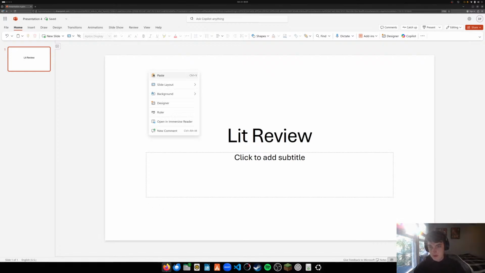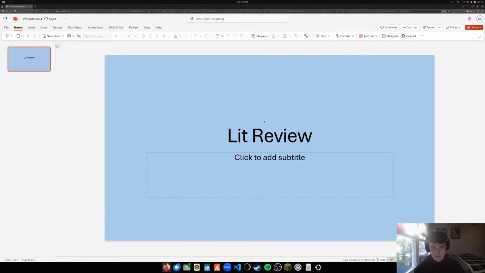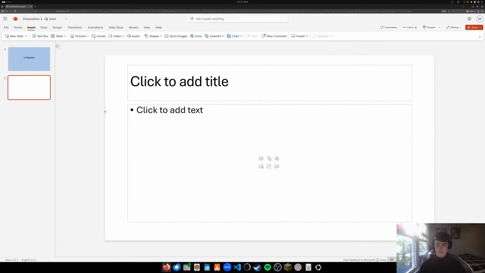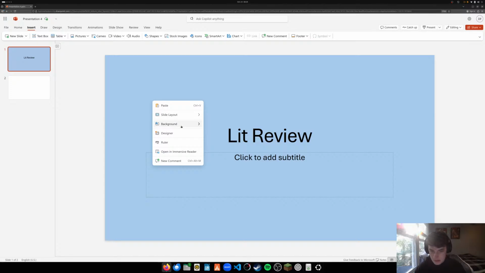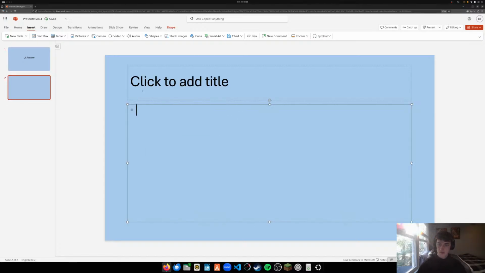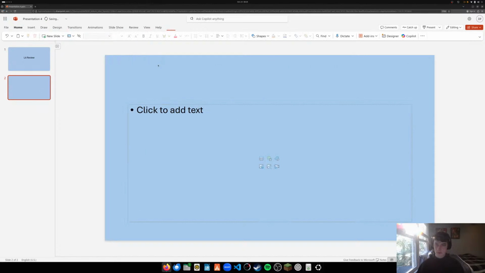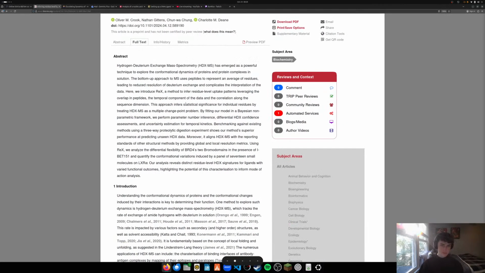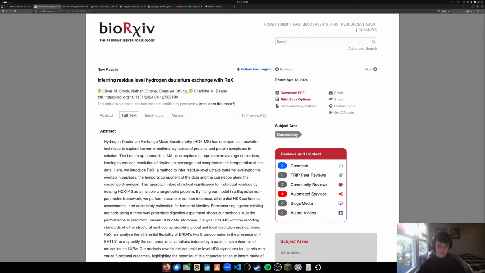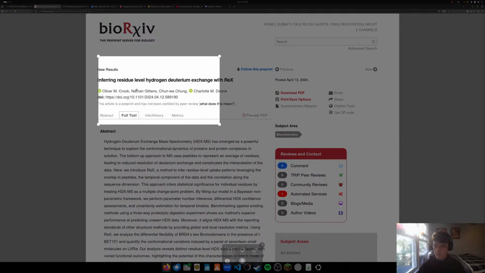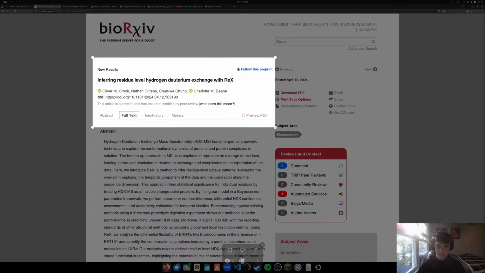I always like to have a light blue. Yeah, looks nice. So insert new slide. It doesn't have to be very pretty. Can I apply this? Yeah. It's very low key, just for my group. No, I don't think this was published yet. Yeah, it's in preprint.